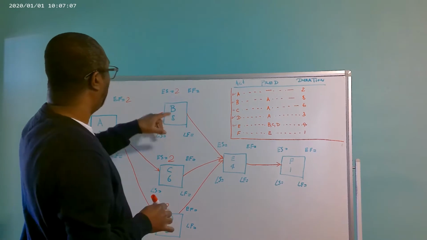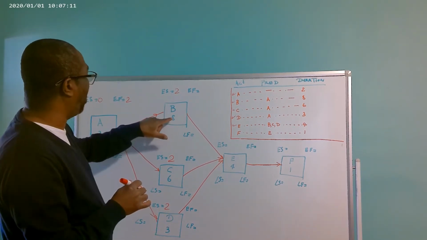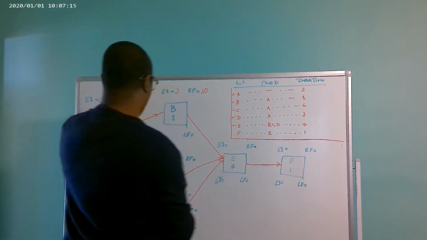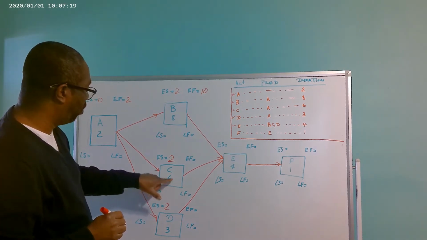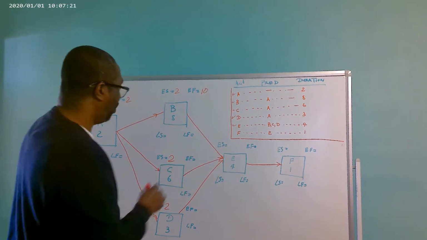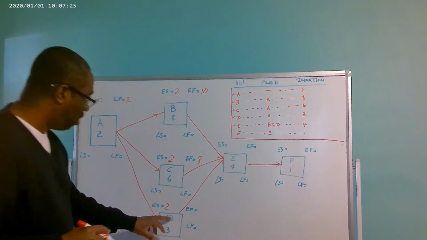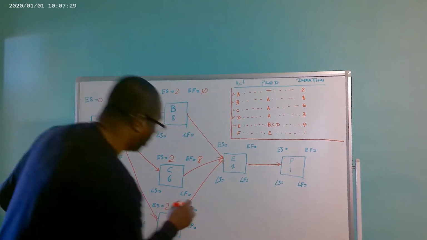So we have B, which has a duration of 8 days. So we're going to have 8 plus 2, which is 10. Right? We have C, which has a duration of 6 days. So we're going to have 2 plus 6, which is 8. We have D, which has a duration of 3 days. So we're going to have 3 plus 2, which is 5.